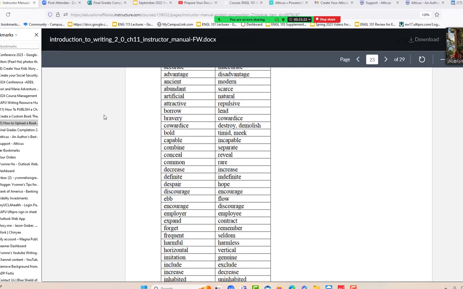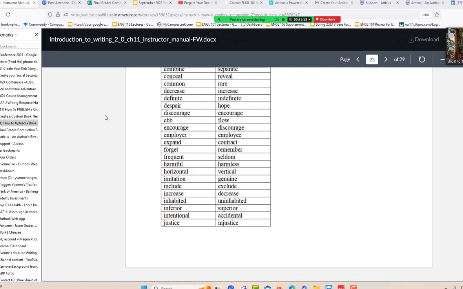timid, meek, capable, incapable, combine, separate, conceal, reveal, common, rare, decrease, increase, definite, indefinite, despair, hope, discourage, encourage, ebb, flow, expand, contract, forget, remember, frequent, seldom, harmless, harmful, horizontal, vertical, imitation, genuine, include, exclude, increase, decrease, inhabited, uninhabited, inferior, superior, intentional, accidental, justice, injustice.